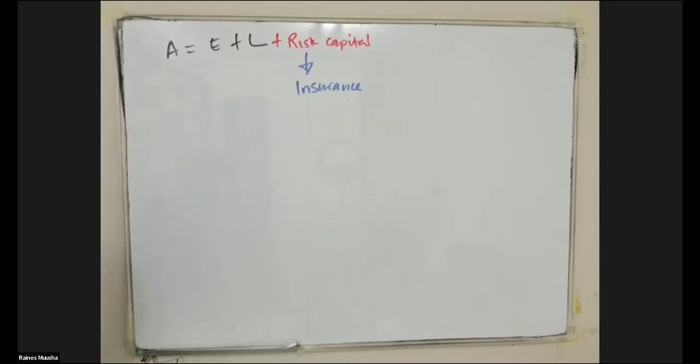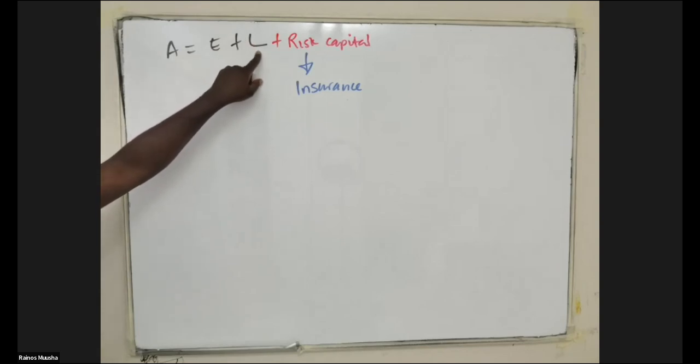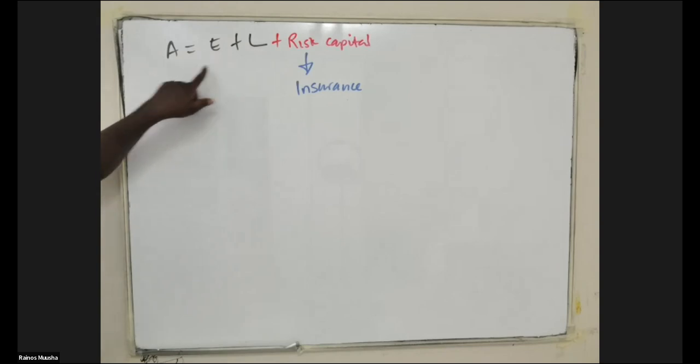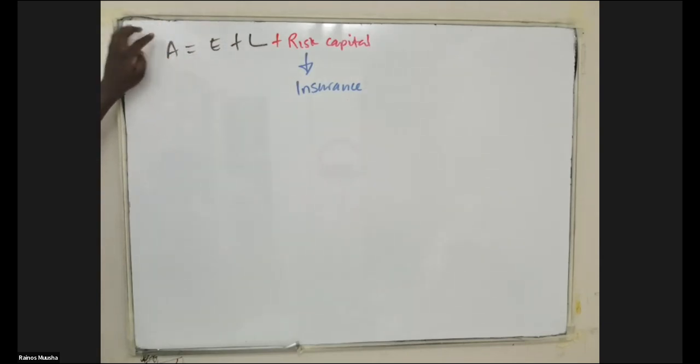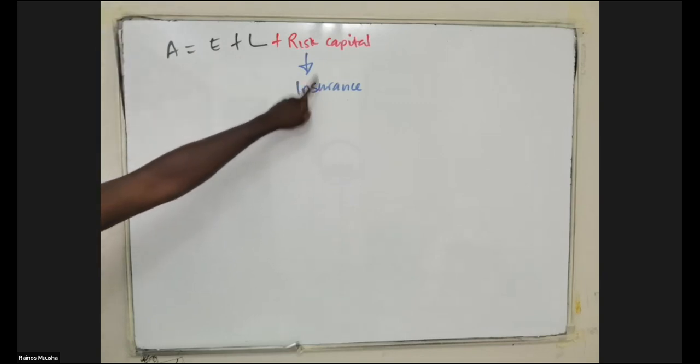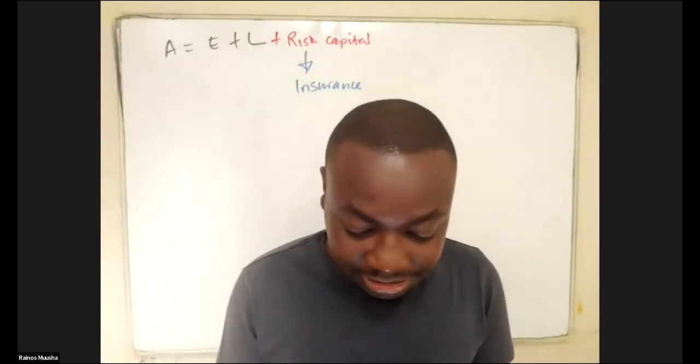Because remember, when you look at RSK4803 and risk financing, you always have to ask yourself this question: what is the goal of the firm? The goal of the firm is to maximize shareholders' wealth. So how do we maximize shareholders' wealth? By maximizing the returns from equity and the returns from liabilities, and also by ensuring that in case of a loss event, we have a risk capital component, so that any losses suffered from loss events on the assets are covered by the insurance, if you go the insurance route. That's basically what we're going to be analyzing in study unit three.